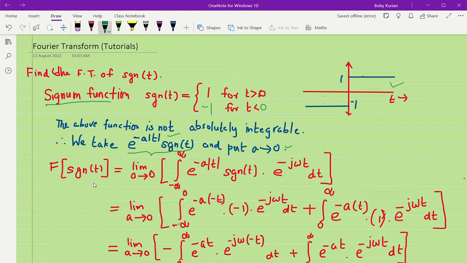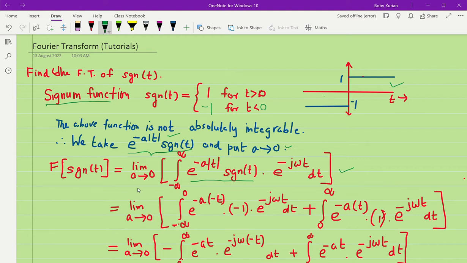So the Fourier transform of sgn of t is limit a tends to 0, so we have to put a equal to 0, integral minus infinity to infinity e power minus a mod t sgn of t, then e power minus j omega t dt, as per the definition of the Fourier transform. Now this limit a tends to 0.